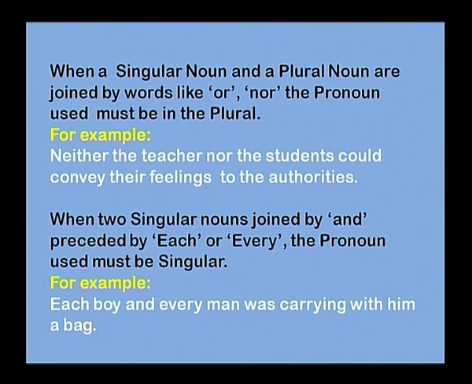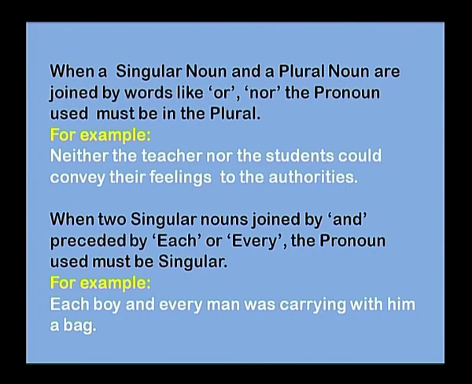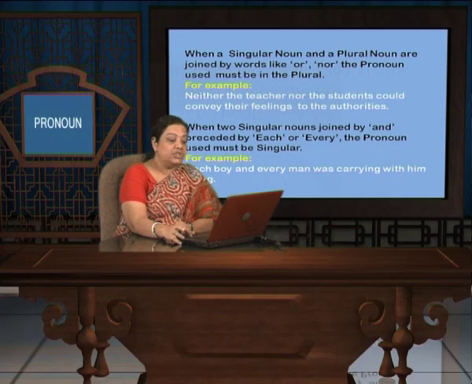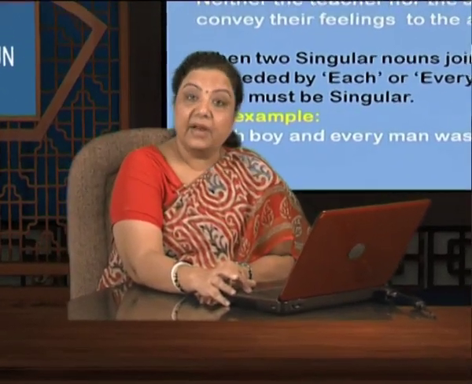When two singular nouns are joined by and, and they are preceded by each or every, the pronoun used must be singular. This is again a very common error students normally commit. Be careful here, let's take a look. Each boy and every man was carrying with him a bag. You won't say each boy and every man was carrying with them a bag. It would be incorrect.